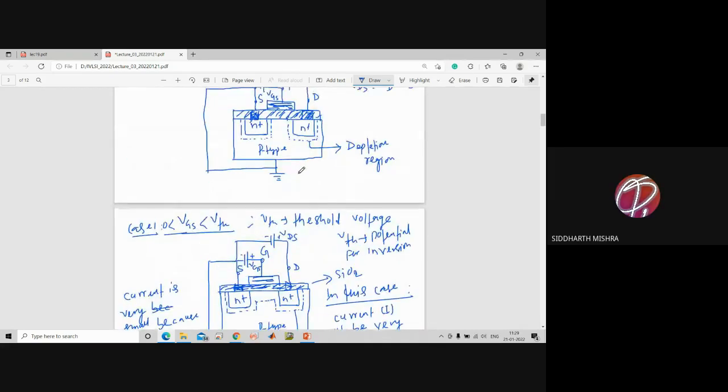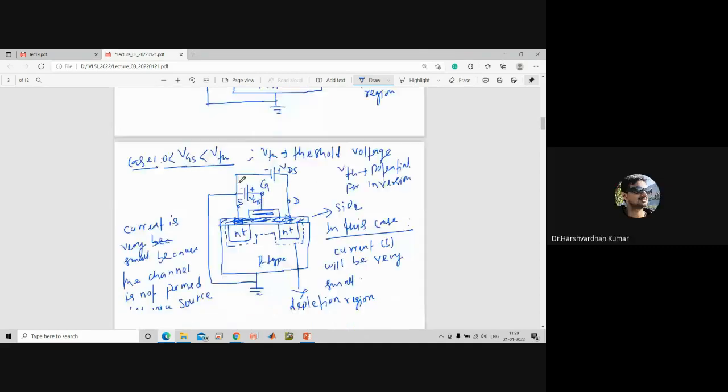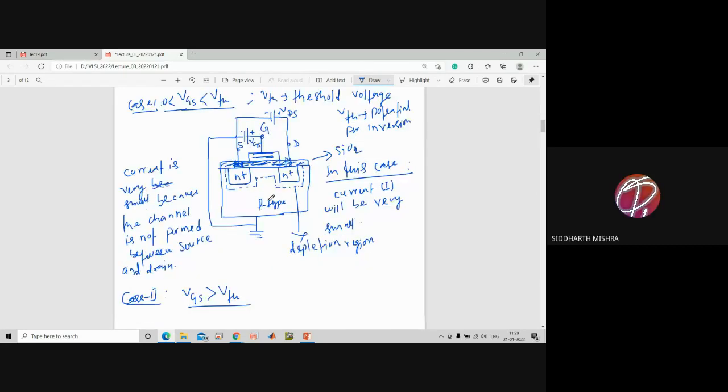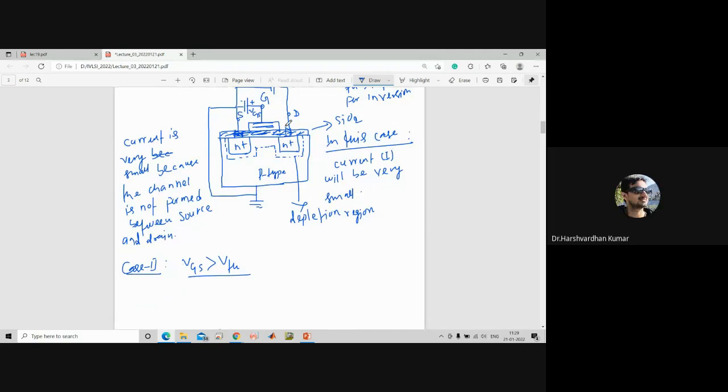Yes. So for case one, if the channel is not formed, how could we observe this small current even? Here, the case 1, right? Yes, sir. Okay. How can we observe this? You said the current will be very small. Okay. What will happen?